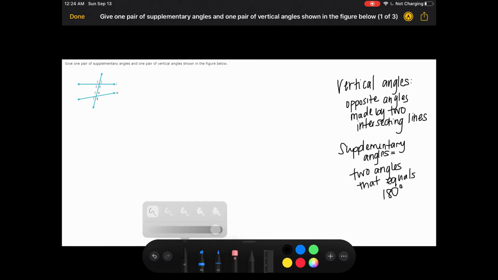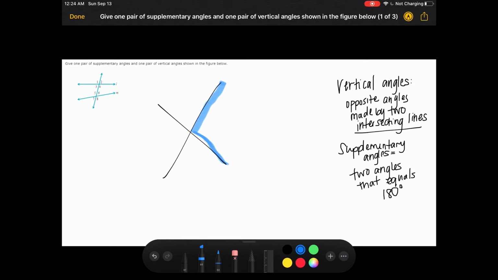So vertical angles are opposite angles made by two intersecting lines. So I'm going to show you what that looks like because someone's like, that definition didn't help. So let's start with two intersecting lines. Easy, right? Doesn't matter what they look like as long as those two lines cross, they're intersecting lines. Now the opposite angle is the part that we're going to focus on.